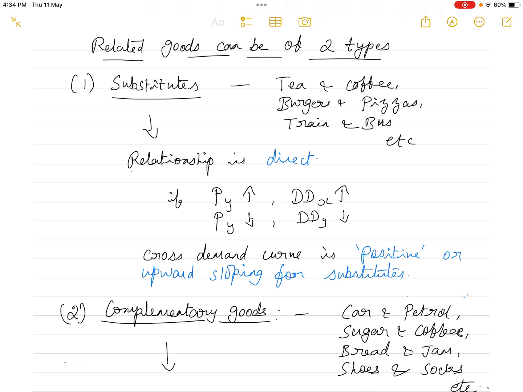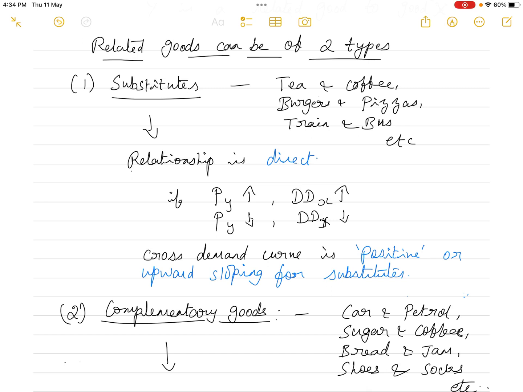Okay, so the demand for tea is a function of the price of coffee. Demand for burgers is a function of the price of pizzas, etc. So if the price of Y, that is, if the price of coffee increases, the demand for tea will increase. If the price of pizzas is increasing, the demand for burgers will also increase.